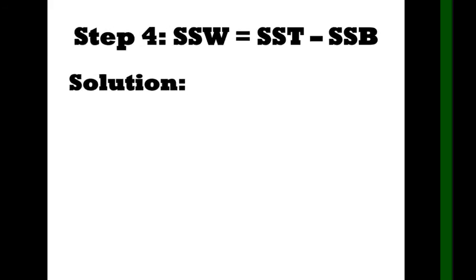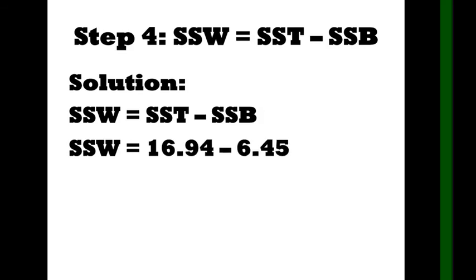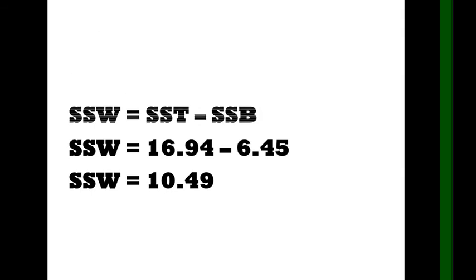For the next step, we have SSW equals SST minus SSB. So we have 16.94 minus 6.45, and you will get 10.49 as our SSW.